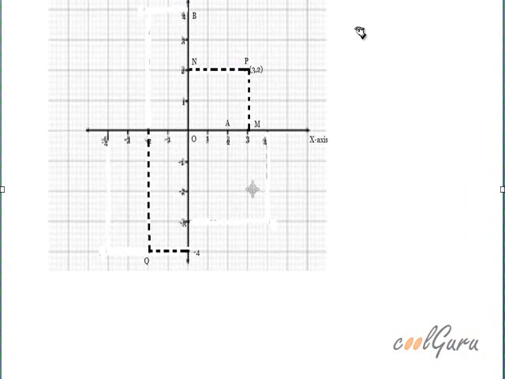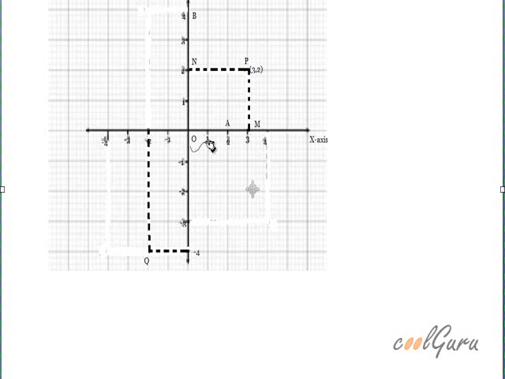In this lecture, we will learn about how to plot a point in a Cartesian plane. Now consider a point P. We have to find its coordinates. Now draw a perpendicular PM from the point P on the x-axis. Similarly, perpendicular PN from P on the y-axis.